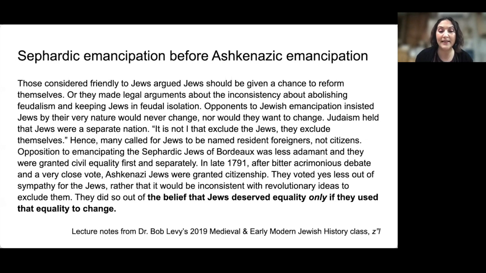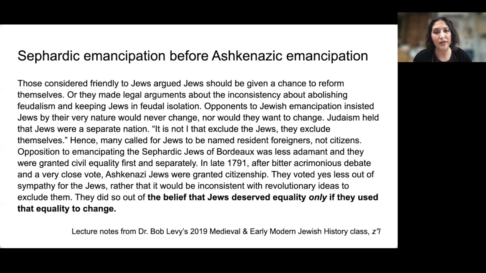Opposition to emancipating the Sephardic Jews of Bordeaux was less adamant, and they were granted civil equality first and separately. In late 1791, after bitter, acrimonious debate and a very close vote, Ashkenazi Jews were granted citizenship. They voted yes less out of sympathy for the Jews than because it would be inconsistent with revolutionary ideas to exclude them. They did so out of the belief that Jews deserved equality only if they used that equality to change.